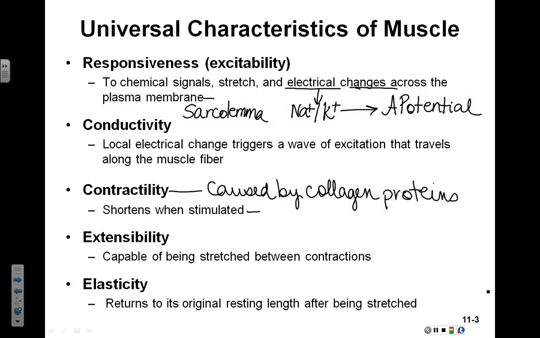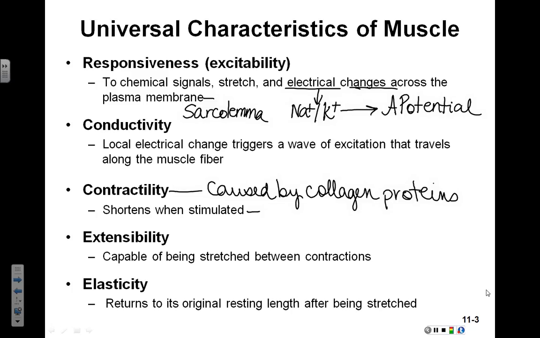Caused by collagen proteins. Of course, the next thing is extensibility, capable of being stretched between contractions. Extensibility, we're going to talk about a particular protein, elastic filament, T-I-T-I-N, that's going to allow the muscle to contract, capable of stretch between what? Contractions.